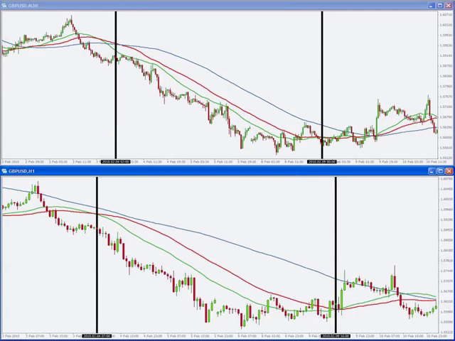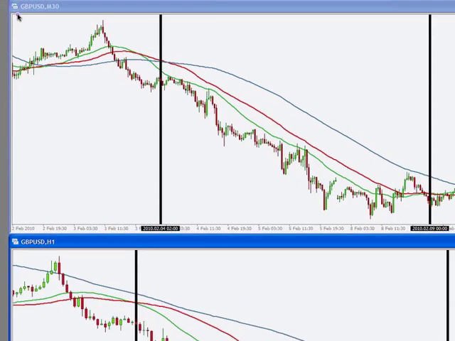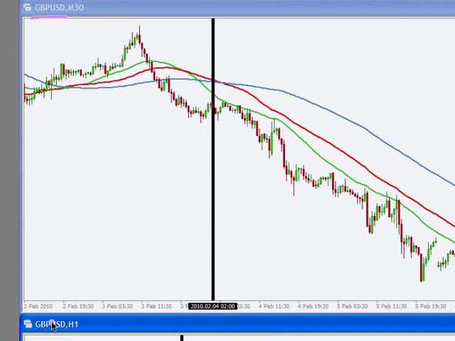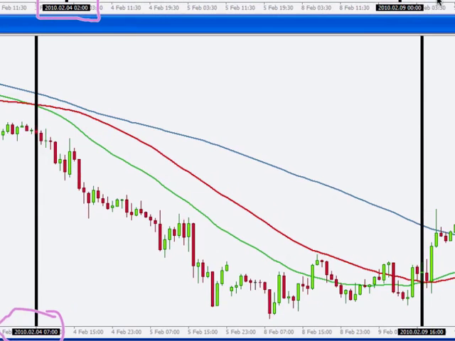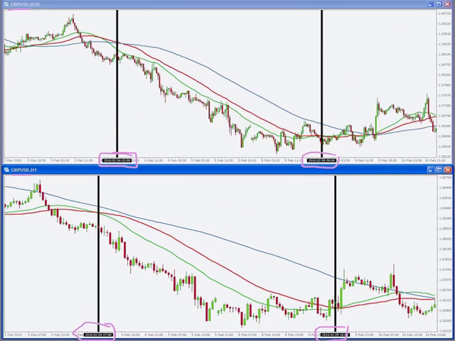Alright, we are now looking into 2 different charts related to the sterling pound against the American dollar. Sterling pound against the American dollar up there, and sterling pound against the American dollar down here. Both charts also relate to the same period of time, beginning from the 4th of February 2010 all the way to the 9th of February 2010. So basically it's exactly the same chart. The only difference is that this is the 30 minutes time frame and this is the 1 hour time frame, right?